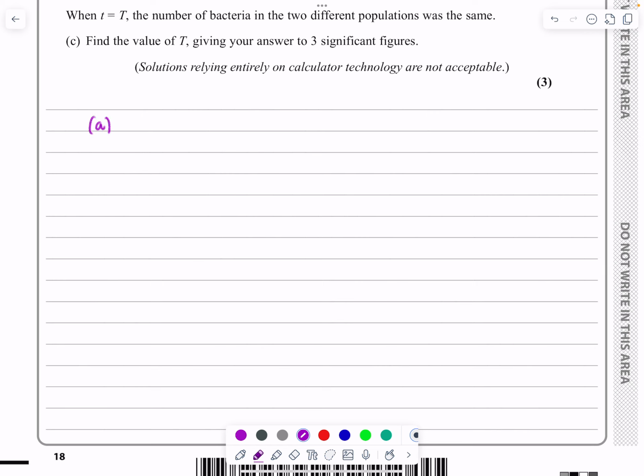So part A, it says N is equal to Ae to the kt, and it says initially, so when t is equal to 0, we know N is equal to 2,500. So 2,500 equals Ae, but t is equal to 0, so we don't need to worry about the k. We just get Ae to the 0 there. e to the 0 is 1, so that does give me A being 2,500. So there's the first bit done.